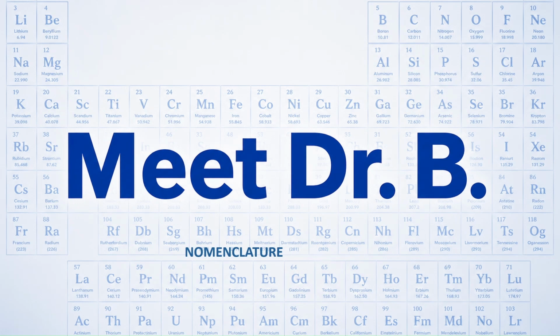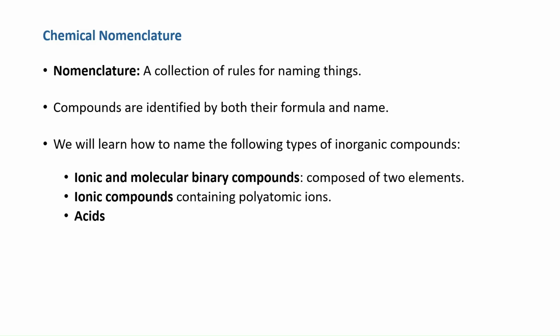Okay, nomenclature. What a big word, right? This is what a lot of students are scared of. Chemistry uses those big names. But nomenclature just means giving names. In this case, we are going to be talking about chemical nomenclature because we are going to be giving names to chemicals. Okay? So any compound can be identified by both a formula and a name.